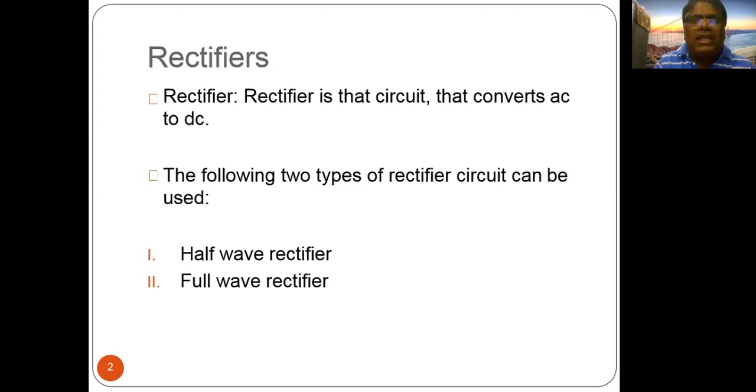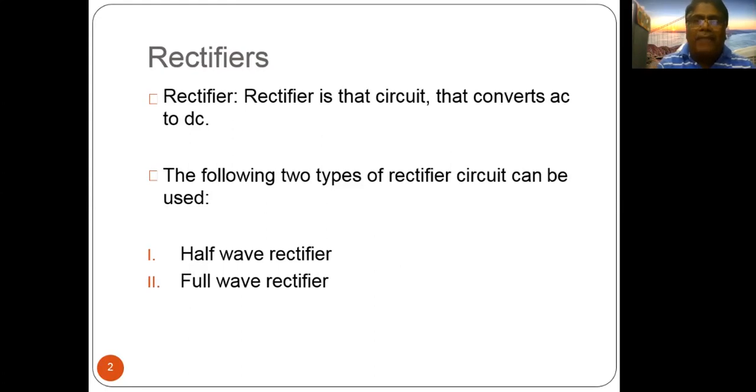Okay, so here rectifiers are of two types: half wave rectifier and full wave rectifier. Sometimes the full wave rectifier is also called a bridge rectifier. Okay, so the important questions here: what is a rectifier, and how many types of rectifiers are there?